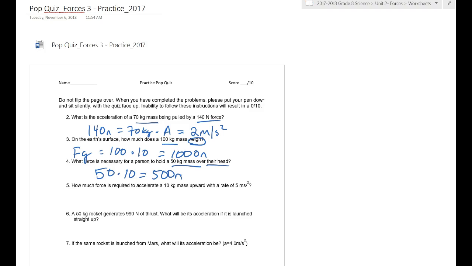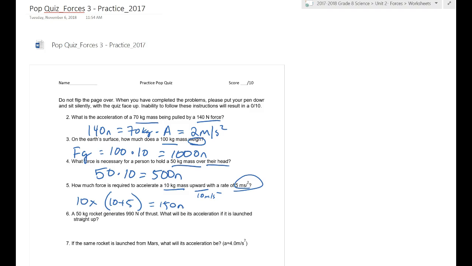How much force is required to accelerate a 10 kilogram mass upward? Upward always indicates that we're fighting gravity, at a rate of 5 meters per second squared. So 10 times 10 plus 5. 10 times 15 equals 150 newtons. Another way to do that is 10 times 10 and 10 times 5 and add those two answers together.